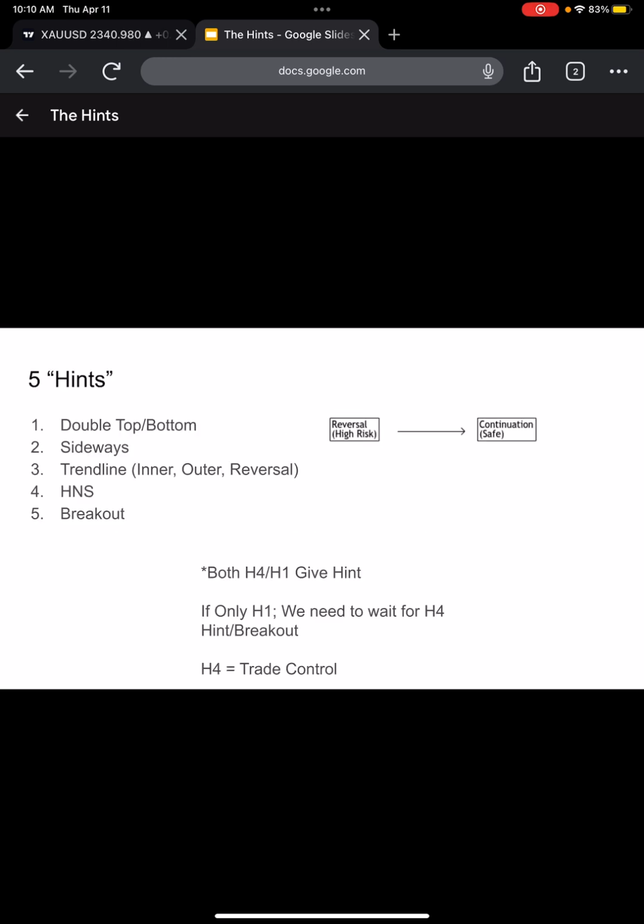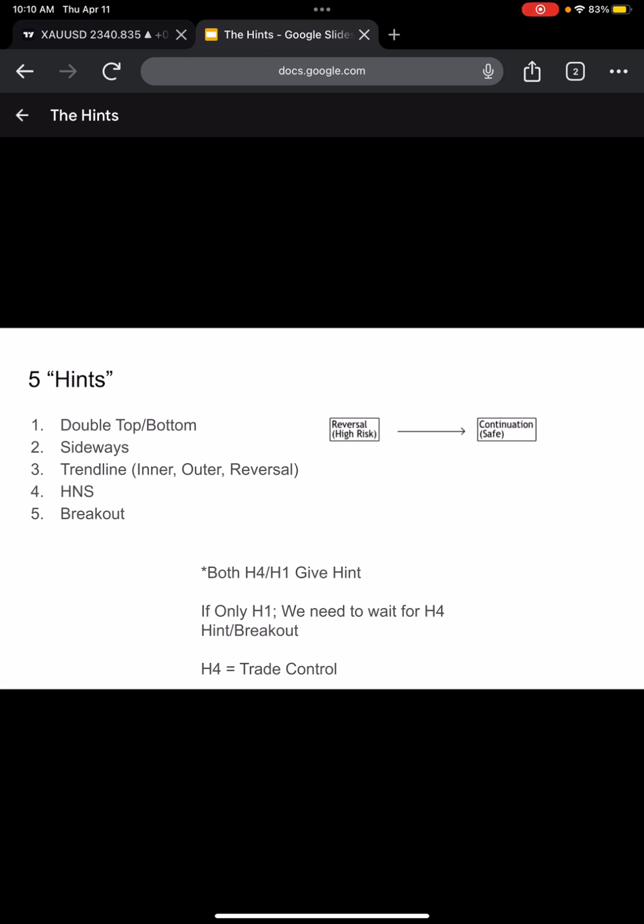So there are 5 different hints: double top and double bottom, sideways, trend line (inner, outer, reversal), head and shoulders, and a breakout. First, when price approaches the level, you're waiting for the reversal. After the reversal, there's always going to be a continuation. The reversal is high risk and the continuation is safe.